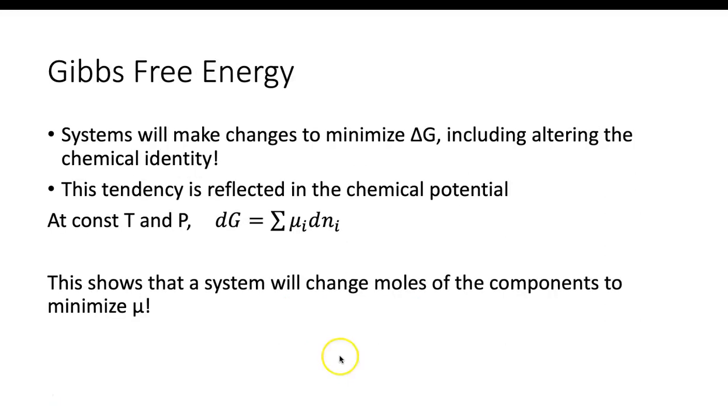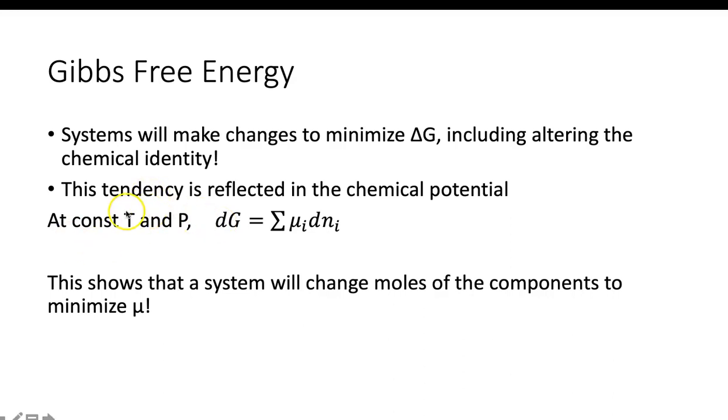All right, and so you know from our talk about spontaneity, but you also know from general chemistry and biochemistry, that basically a chemical system, or any system, will make changes to minimize the delta G, the free energy, including altering chemical identity. So that's the thermodynamic driver behind chemical reactions. But we're going to use chemical potential to predict or represent that tendency.